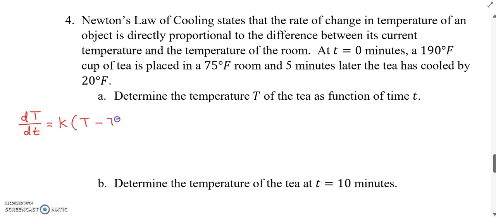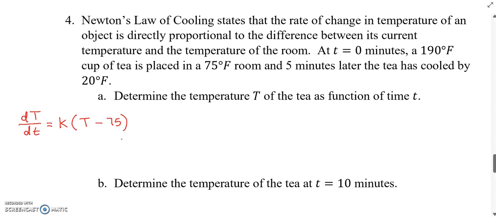For these problems, it becomes very convenient to assume that the temperature of the room is constant. If it's not, then we would have to put some sort of function in there, and that becomes very confusing. But the question might become, should we put T minus 75 or 75 minus T? It turns out it doesn't matter. That'll just change the value of k, whether k is positive or negative.